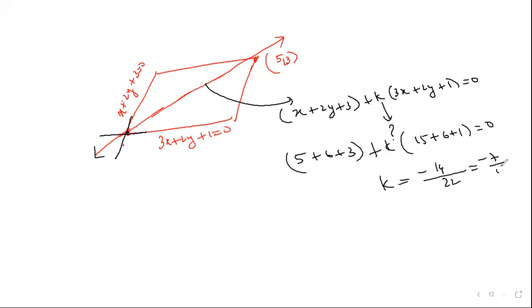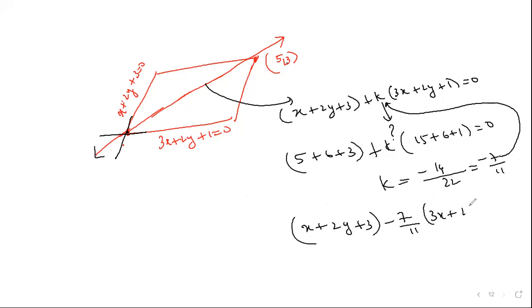Just believe me what I've written. Is it okay? Now k is minus 7 by 11. You replace it over here and you will get the equation of the line. So the equation of the line will be x plus 2y plus 3 minus 7 by 11 into (3x plus 2y plus 1) equals 0. When you take the LCM, 11 will multiply this and minus 7 will multiply this. Now you can expand and calculate it. Did you get the idea? All of you followed? So write down.